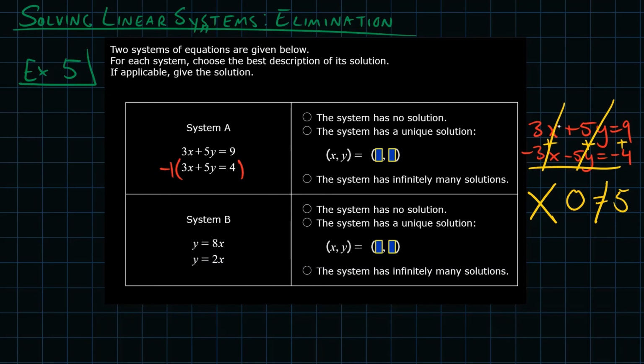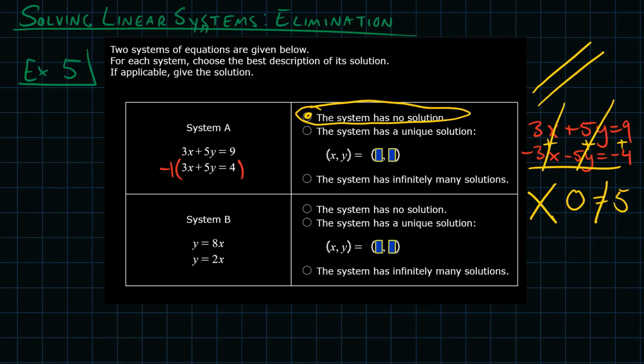And when using elimination, or any other method of solving a system of equations algebraically, and you get this false statement, well, what that tells you is that your system is inconsistent. The lines are actually parallel, which means that they don't intersect and your system has no solution.